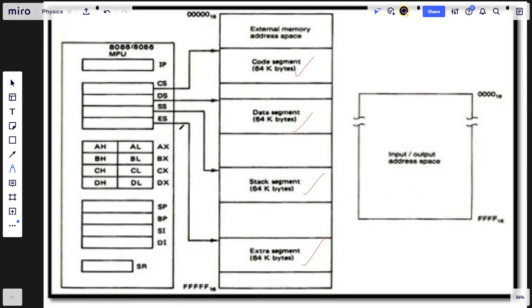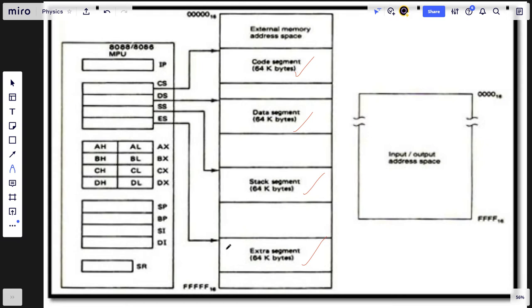CS, DS, SS, ES. These are the registers, and they are assigned to each of the segments in the memory. CS is assigned to the code segment in the memory. DS is assigned to the data segment of the memory. SS is assigned to the stack segment of the memory, and ES is assigned to the extra segment of the memory.